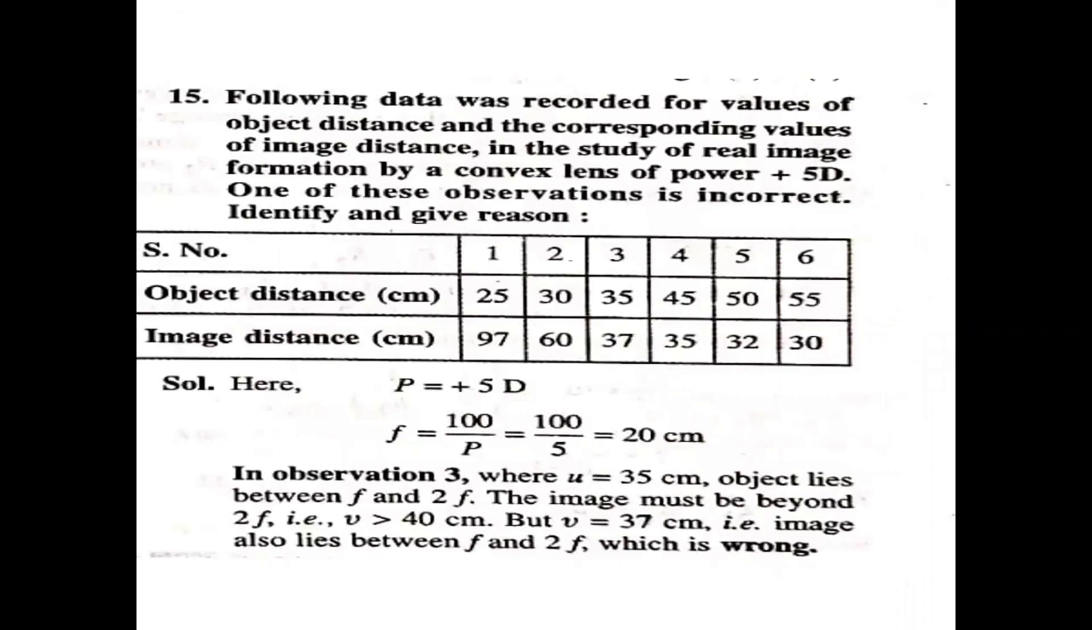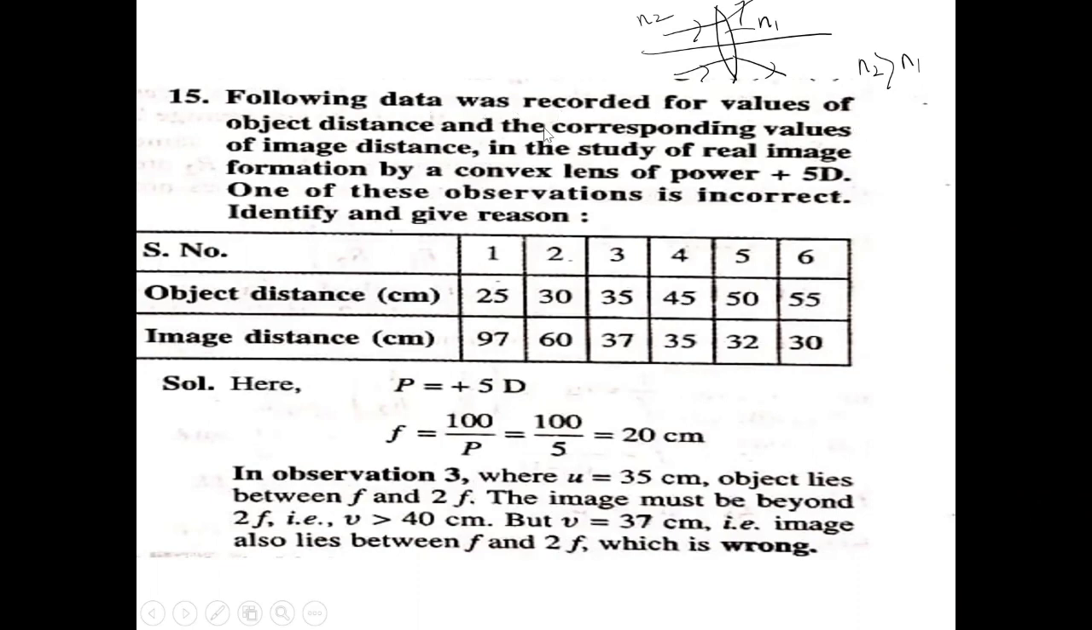When will a convex lens behave like a diverging lens? When n2 is greater than n1, that is, when the refractive index of the medium is greater than the refractive index of the lens, it will behave like a diverging lens.